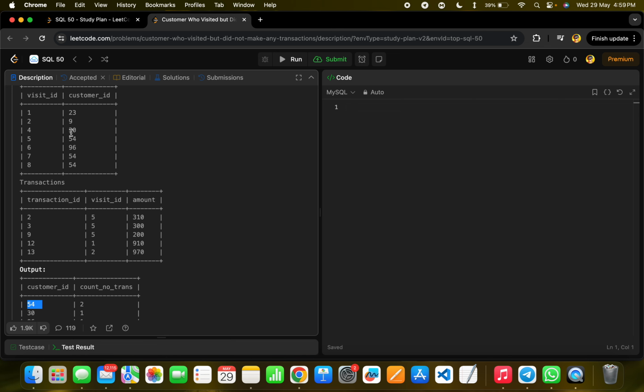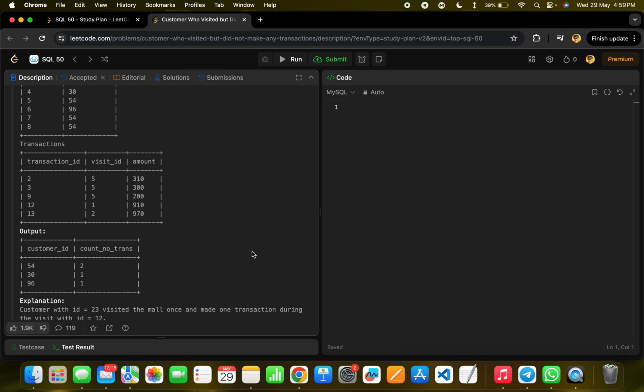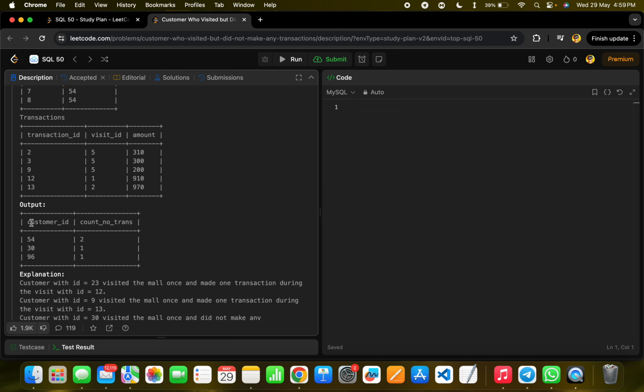And if you look at customer ID 30, he has visited once with visit ID 4 but did not make any transaction. And customer ID 96 has visited once with visit ID 6 but did not make any transaction. So we have to output the customer ID and the number of times he did not make any transaction, though he visited the mall at least once.